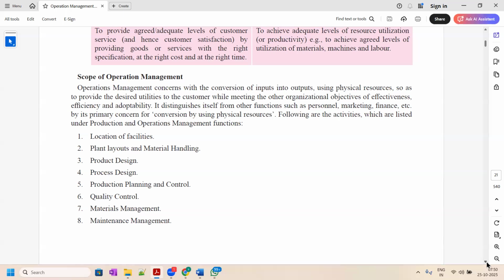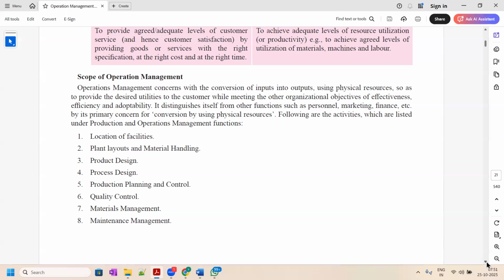First one is the location of the facilities, deciding where to set up the factories or service center. This is very important. Once we have zeroed down on the location of the facility, the next parameter to discuss is the plant layout and material handling. We are designing the physical layout of machines and how materials move within the plant. This is the next parameter we need to think about.